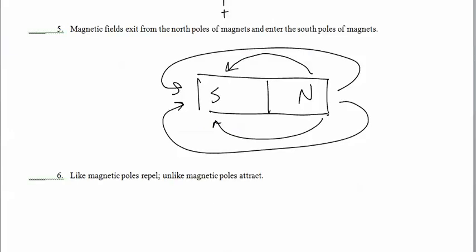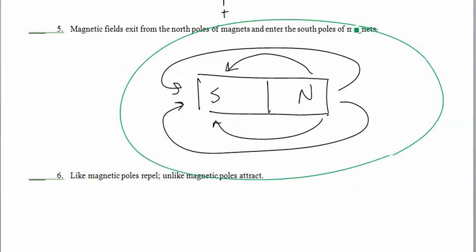Okay, magnetic field exits from north poles of magnets and enters the south pole of magnets. That's 100% true. If you think about the Earth, I'm going to draw the Earth up here in green. Even though we call this the North Pole, it's really the magnetic South Pole, and that's why a compass's north pole will point towards what we call the North Pole, because it's really the Earth's magnetic South Pole. But to answer this question, yes, the field is going to go from north to south.